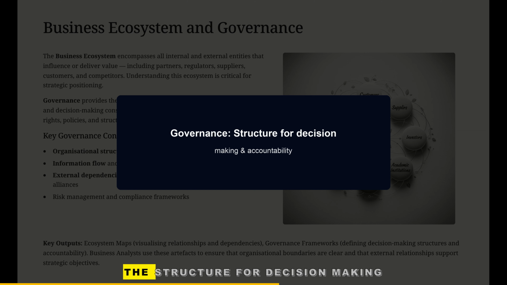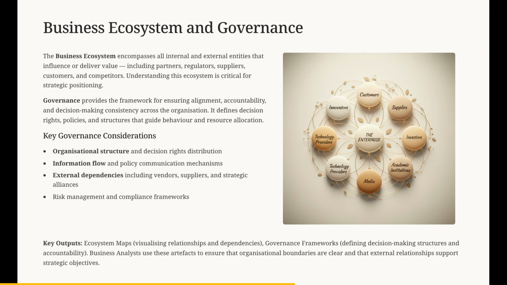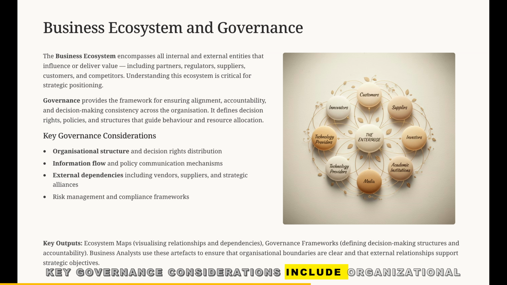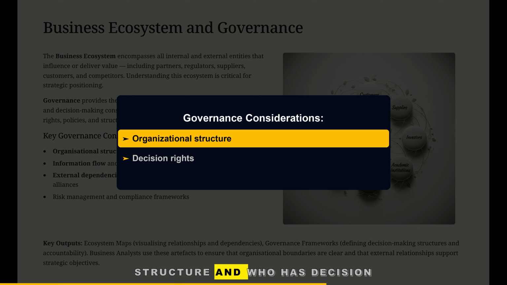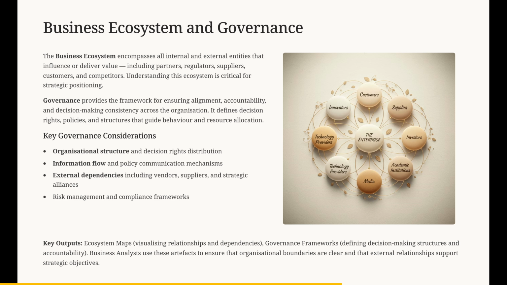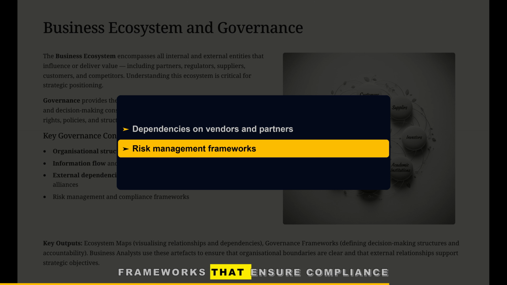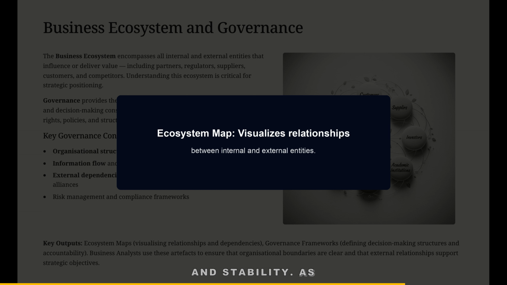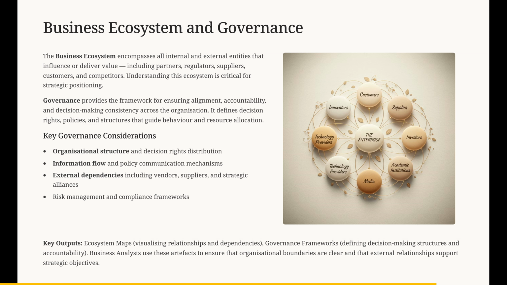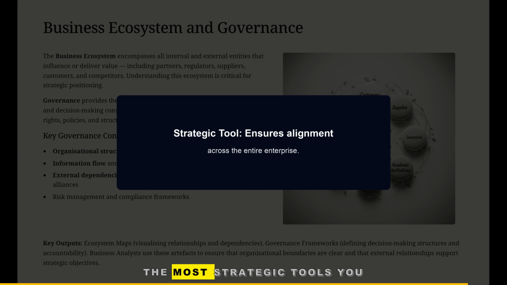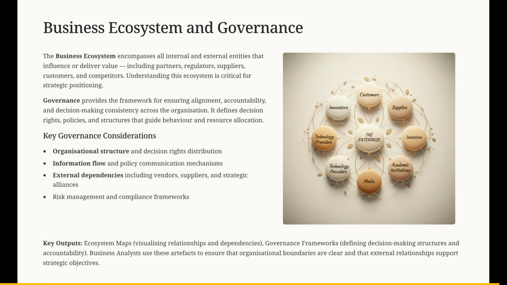That's why governance provides the structure for decision-making and accountability. Key governance considerations include organizational structure and who has decision rights, how information flows across levels, dependencies on vendors and partners, and risk management frameworks that ensure compliance and stability. As a BA, you might create an ecosystem map to visualize these relationships, showing how internal and external entities interact. It's one of the most strategic tools you can use to ensure alignment across the entire enterprise.